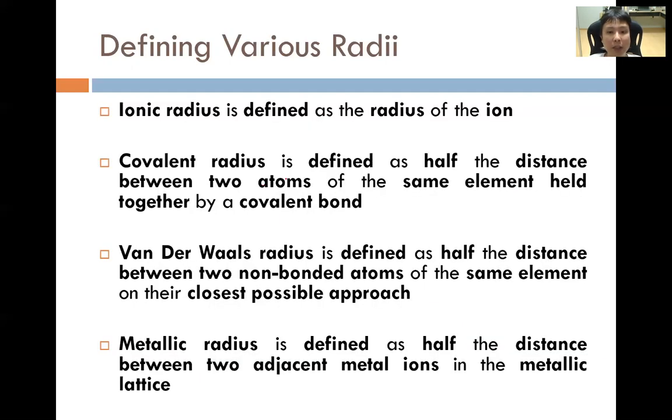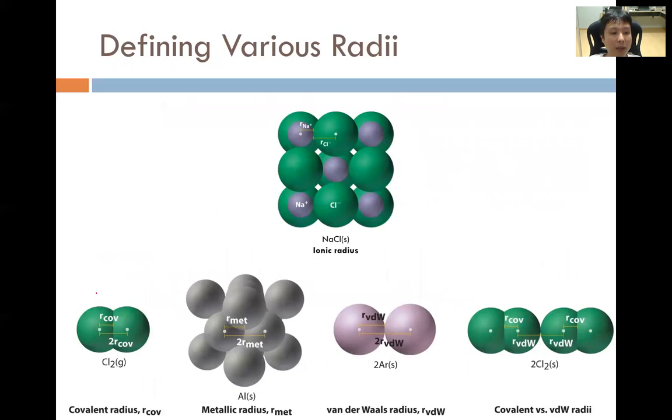The covalent radius is defined as half the distance between two atoms of the same element held together by a covalent bond. For example, in the Cl2 molecule, it's half the distance between the nucleus and the shared pair. Sorry, it's the distance between the nucleus and the shared pair of electrons, or formally half the distance between nucleus to nucleus.